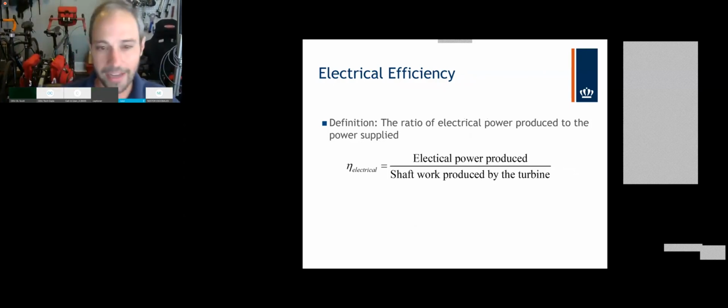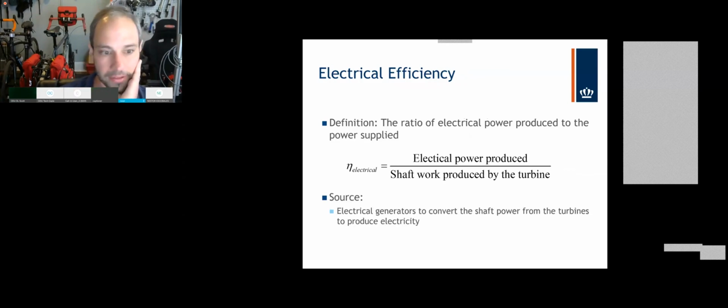But I like to think electrical. I mean, I'm fascinated by electricity. I like learning about electrical stuff, but generators, that's electrical engineers. Let's see. Electrical efficiency is electrical power produced over the shaft work produced by the turbine. And that's the generator, right? I mean, there's moving things in there, stator and rotor and stuff, but the design of it's electrical engineers.